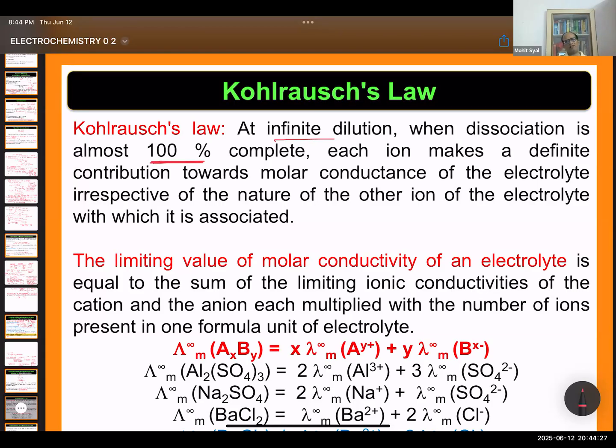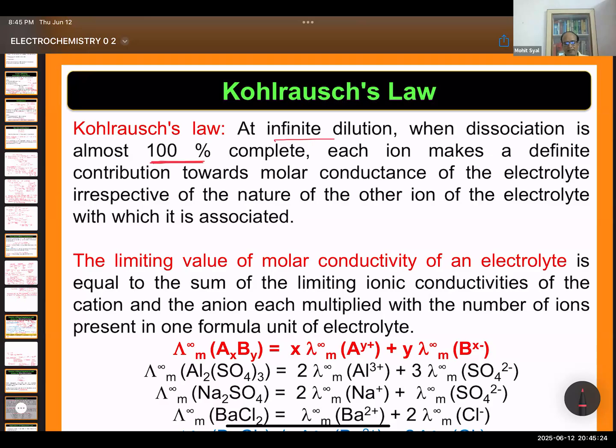because strong electrolytes are already dissociated completely. So all the ions get separated when you put a lot of water, because there is a lot of space to move away. So at this infinite dilution, whatever the electrolyte is, it is dissociated into ions, and each ion behaves separately, not at any other concentration, only at infinite dilution. And each ion makes its own contribution towards the molar conductance of the electrolyte, irrespective of the nature of the other ion present with it. Is it clear? Let me explain it to you.